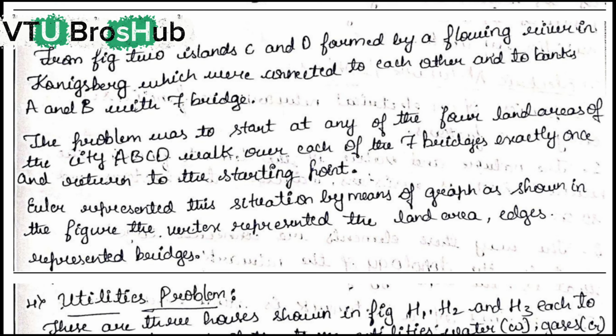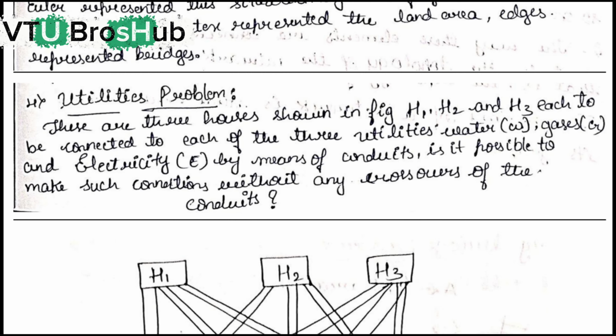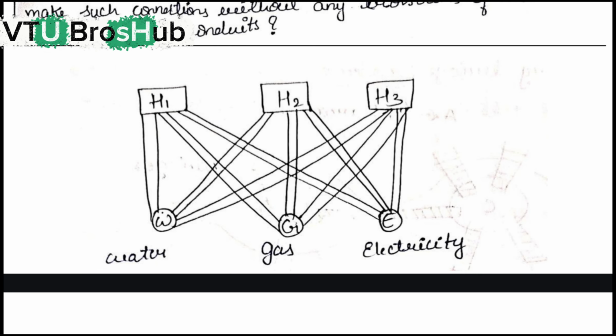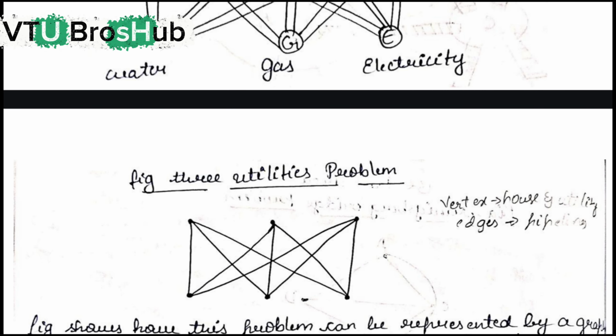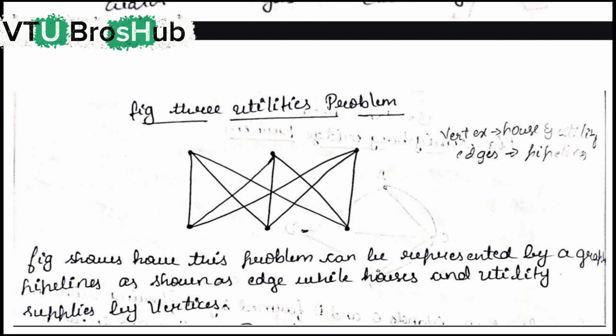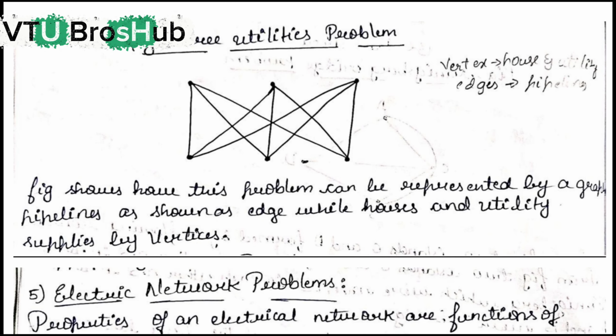Number 4, utilities problem. This is a puzzle with 3 houses and 3 utilities: water, gas, and electricity. The challenge is to connect every house to all utilities without crossing lines. Graphs help show that this is not possible in a plane, which introduces the concept of non-planar graphs and graph coloring.